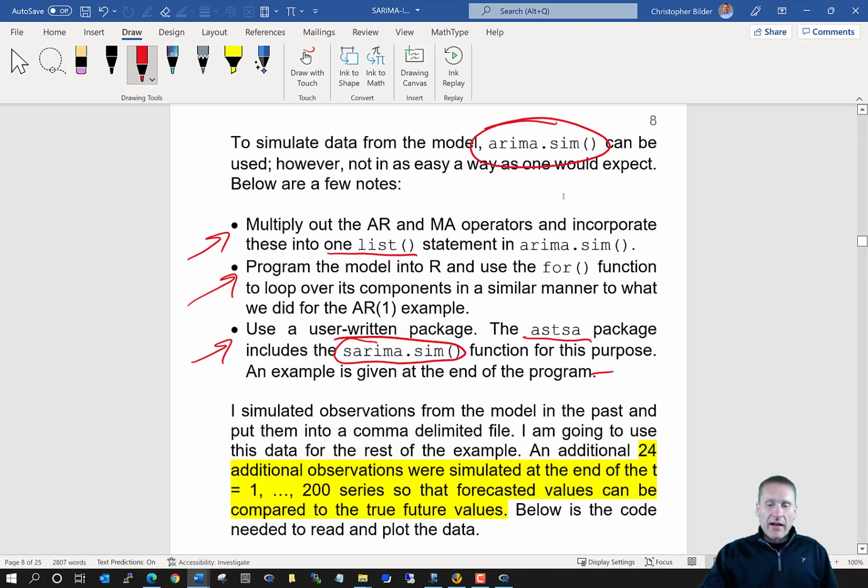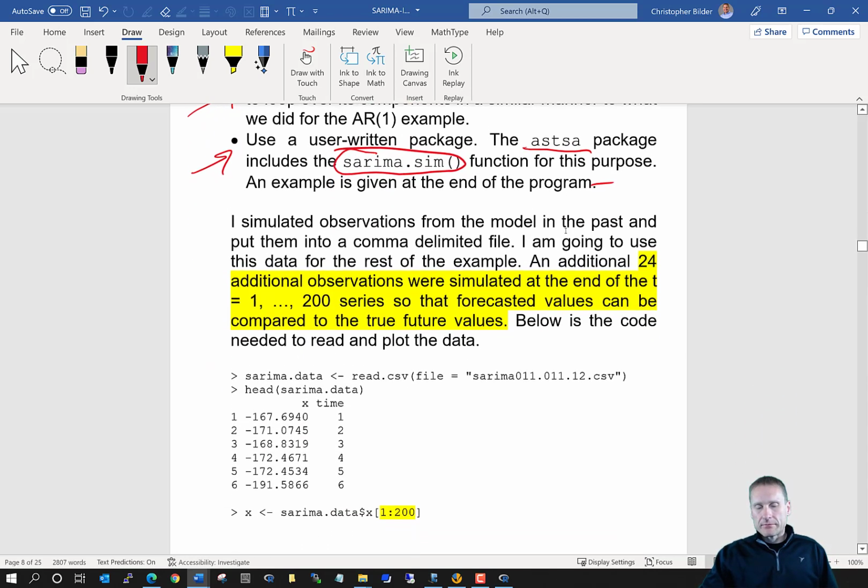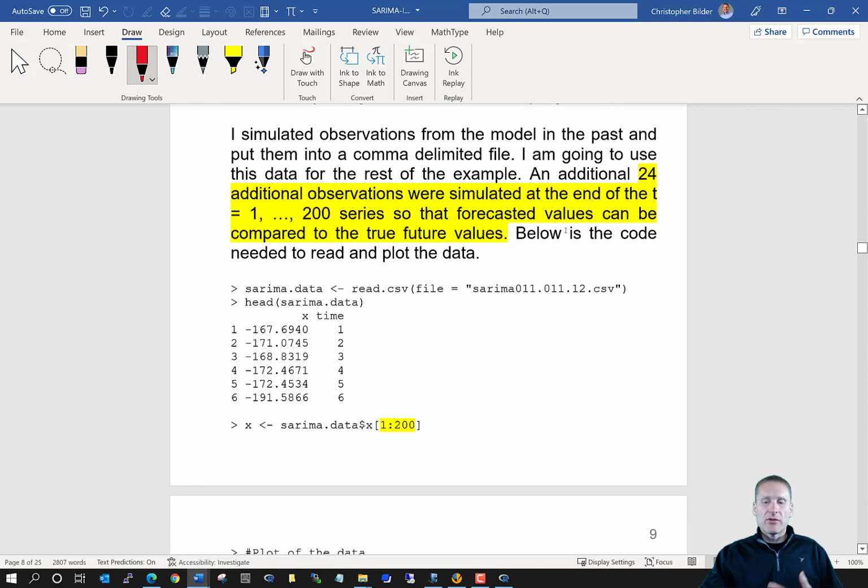Now, in the past, I've actually simulated observations from this particular model, and I saved those simulated values in a comma delimited file. And I'm going to use that data then for the rest of this example.